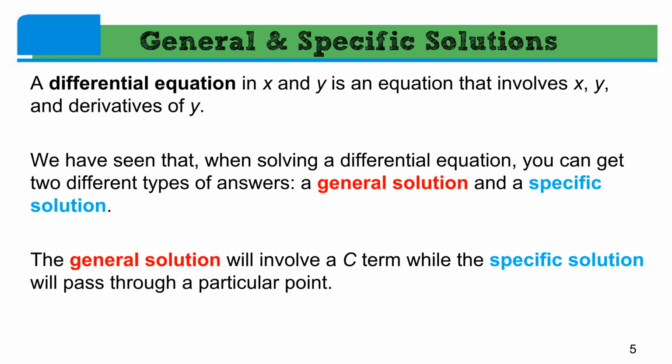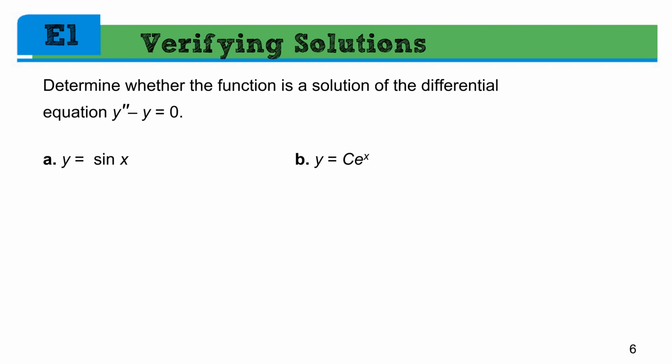Here we go. So we talked about this already. We're solving differential equations. We get general solutions. General solutions have the plus C on the end of it. Specific solutions, no plus C. And sometimes you start with a general, you take some information, and you solve for the specific. This is easiest to understand if we just dive into it.